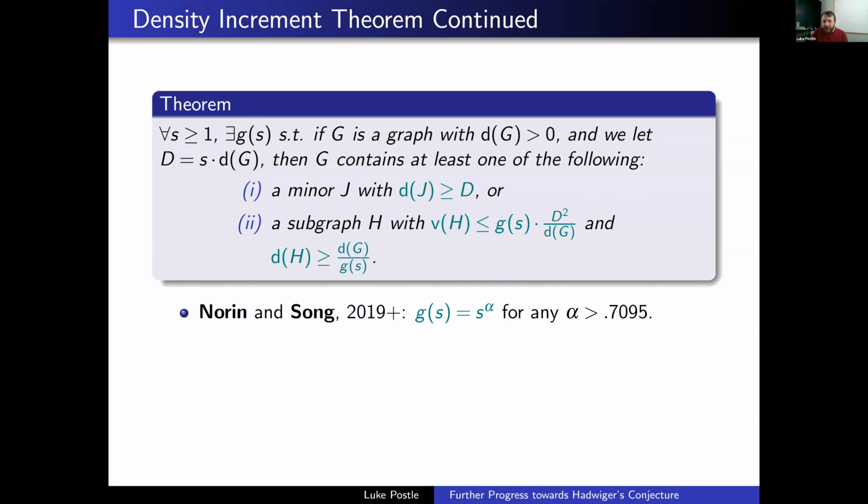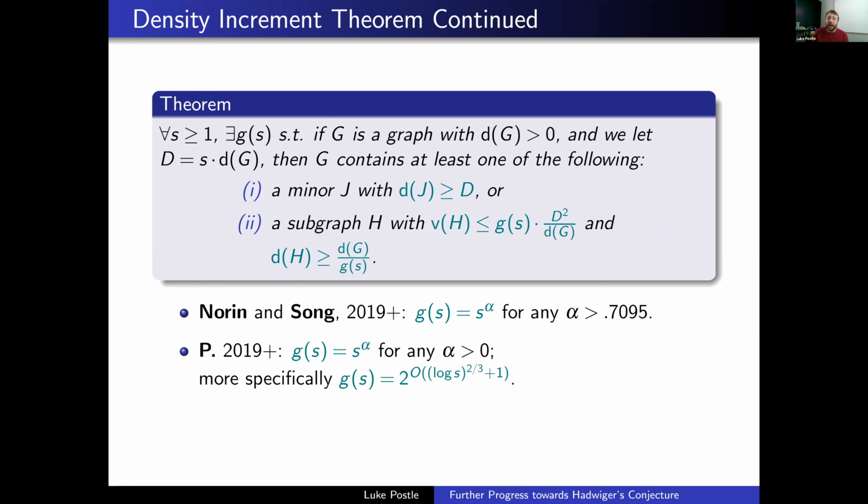Okay, so now I tell you what g of S is. Well, this was the key to the Norin and Song improvement, is that they showed that there is actually a g of S, and there was one that wasn't too bad. So they did S to the alpha for any alpha, say 0.7. And then in that work from the fall, I improved this to actually, you can get it to any root. So it's S to the alpha for any alpha that's greater than 0. And so this was nice.